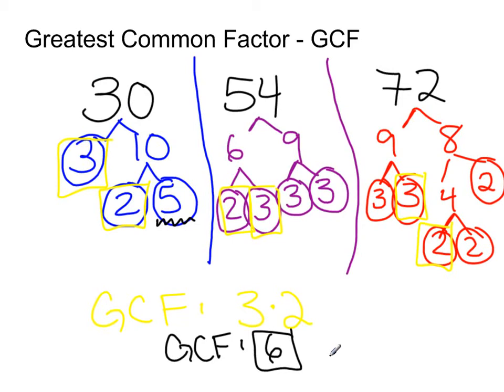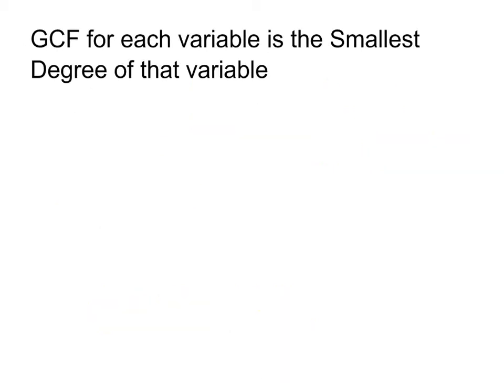Now variables are a little bit easier than numbers, and this is how we'll do numbers. Either you can figure it out by guessing, starting with the smallest number, what can go in there that will also go in the others, or you do the prime factorization. For variables, it's nice. The GCF for each variable is the smallest degree of that variable.